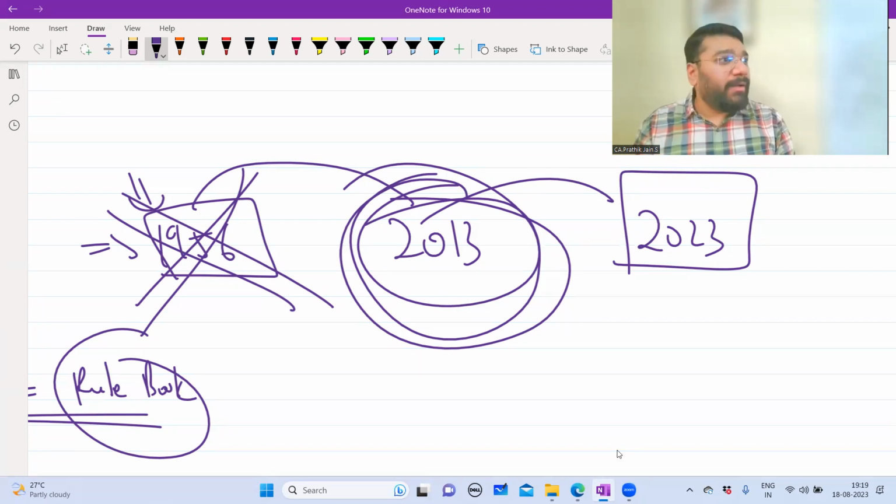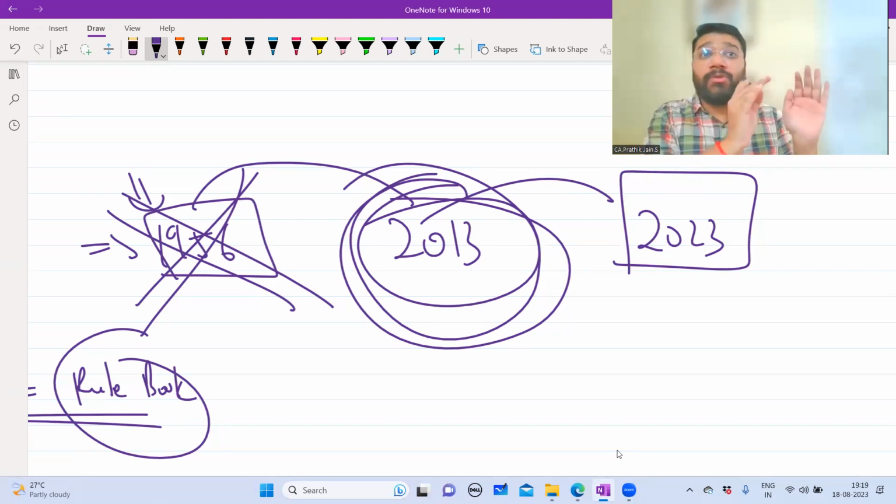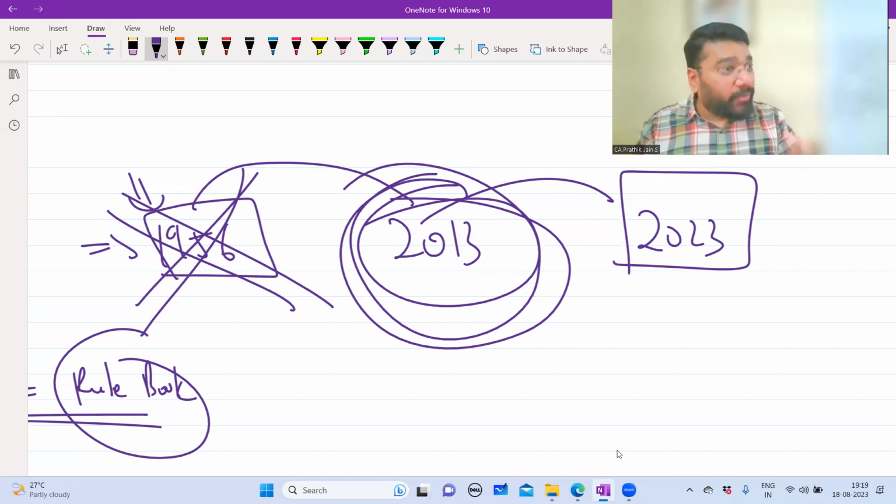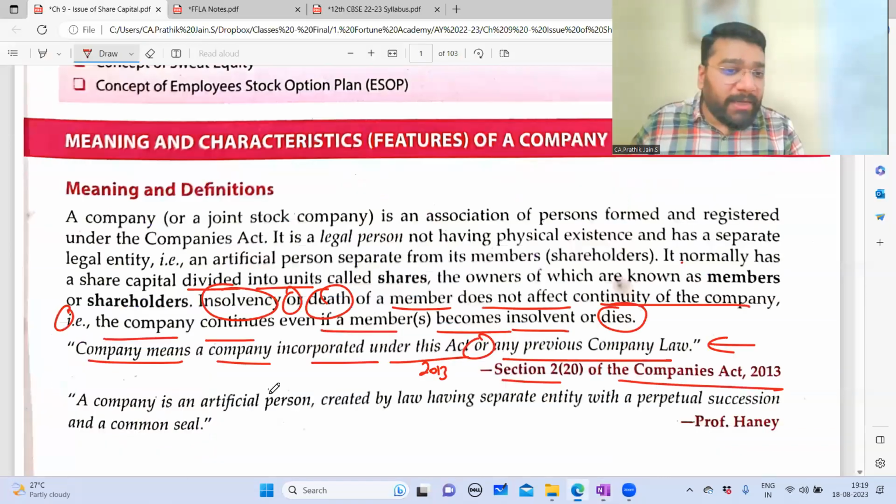So should we die in the market? So then they said that all the people who have registered under the old law are carried forward in the 2013 Act also. So you are also a company. As per us, you are also a company registered under the old Act. So that's why this definition was very, very important.